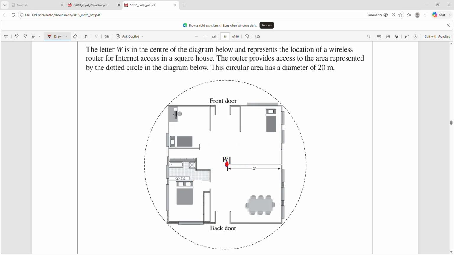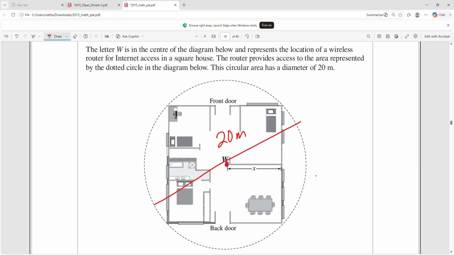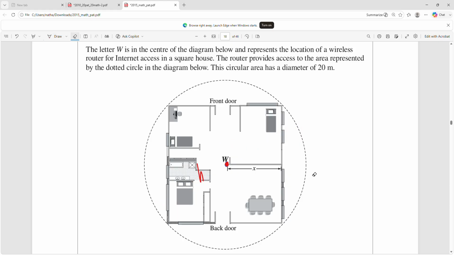All right, so the router provides access to the area. Yeah, I already mentioned that. This circular area has a diameter of 20 meters. Okay, so diameter 20 meters. And a lot of these problems, we're going to always be using the radius, right? Because with the radius, we're making triangles a lot of times. Well, pretty much all the time with these problems. So we know that radius is going to be helpful.